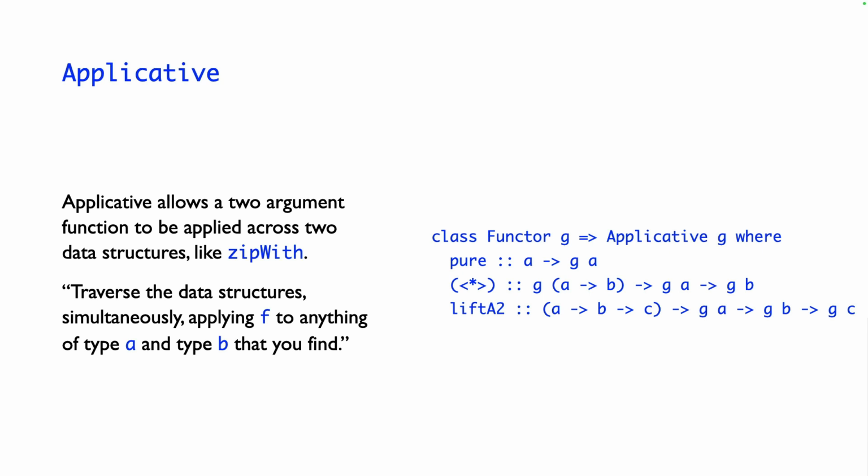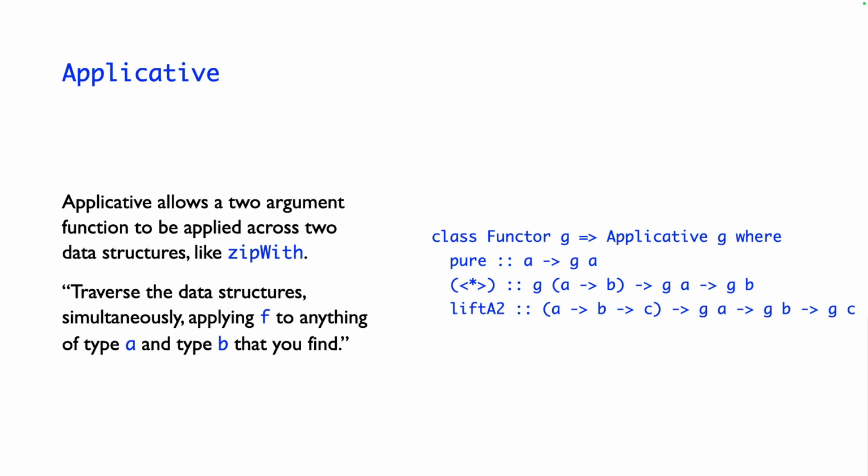We have a function from A to B to C, and it takes a g of A and a g of B and gives us a g of C, just as zip with took a list of A and a list of B and gave us back a list of C. So we're concentrating on this function. We'll talk about one of the other functions in a few slides' time.